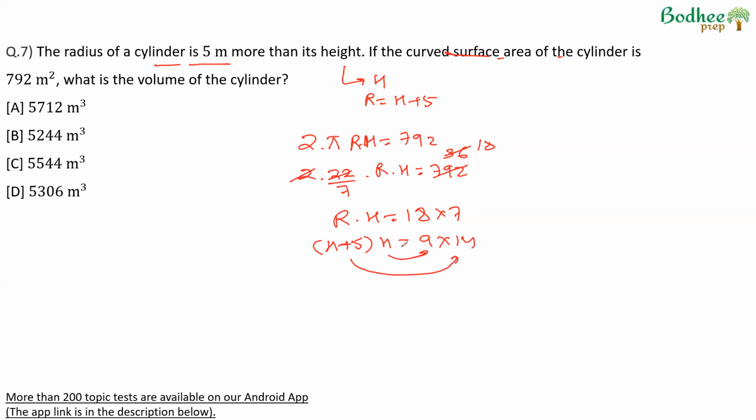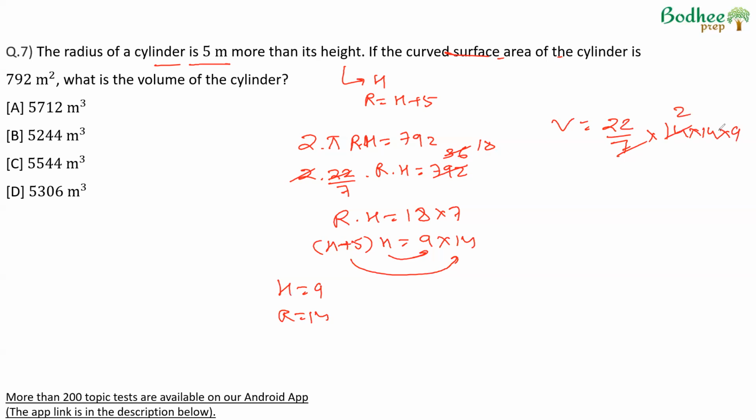We could also open this up as a quadratic and solve. We'll end up doing the same process. We'll look for two numbers which have a difference of 5 and a product of 9 into 14. So this will give us the answer as height 9, radius 14. We have to find out the volume. Volume of the cylinder is pi r square h.